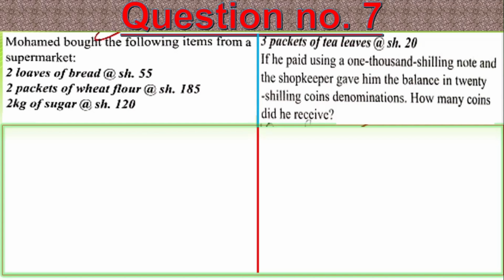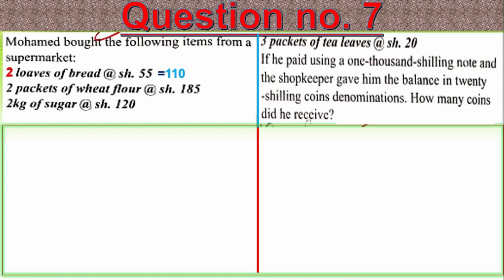2 kilograms of sugar at 120 shillings and 3 packets of tea leaves at 20 bob. If you want to know the amount spent, remember this at sign means per. That is each. Each loaf of bread was costing 55. And how many loaves were bought? They were 2. So you say 2 times 55, which gives us 110. You can write it somewhere.